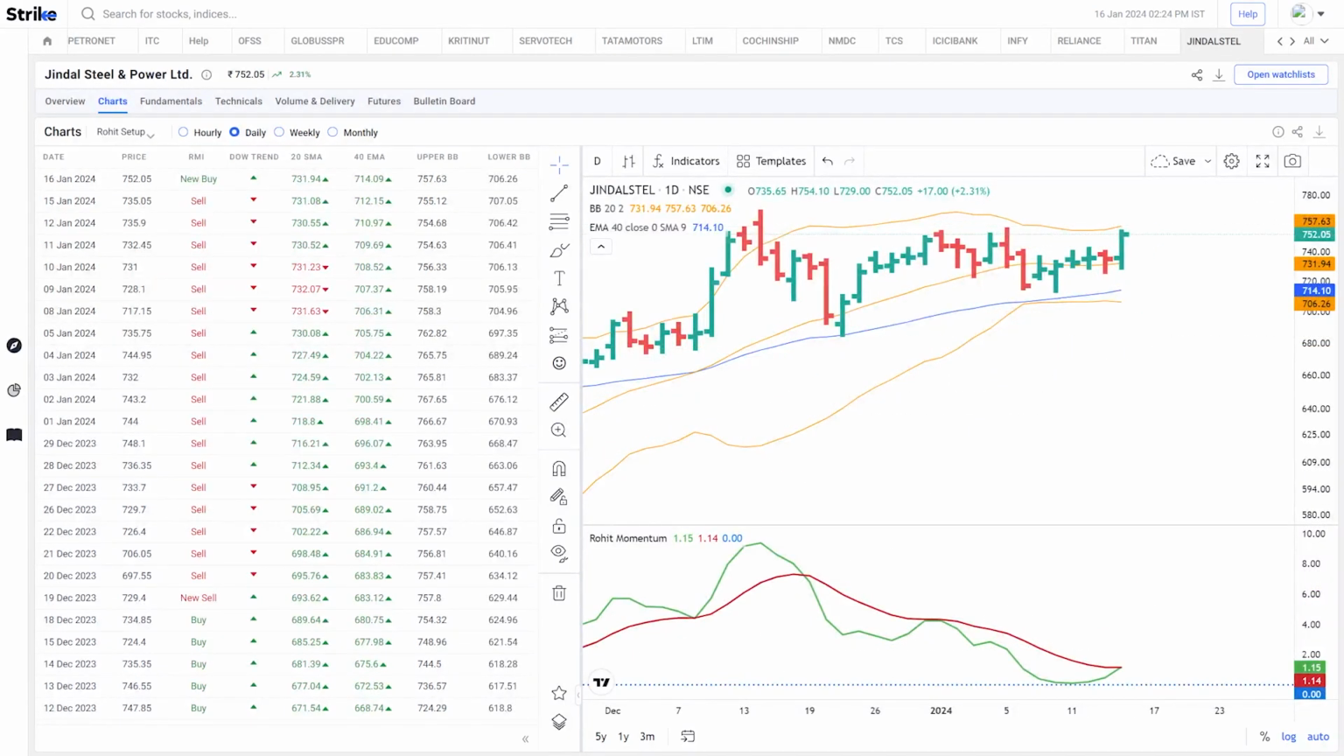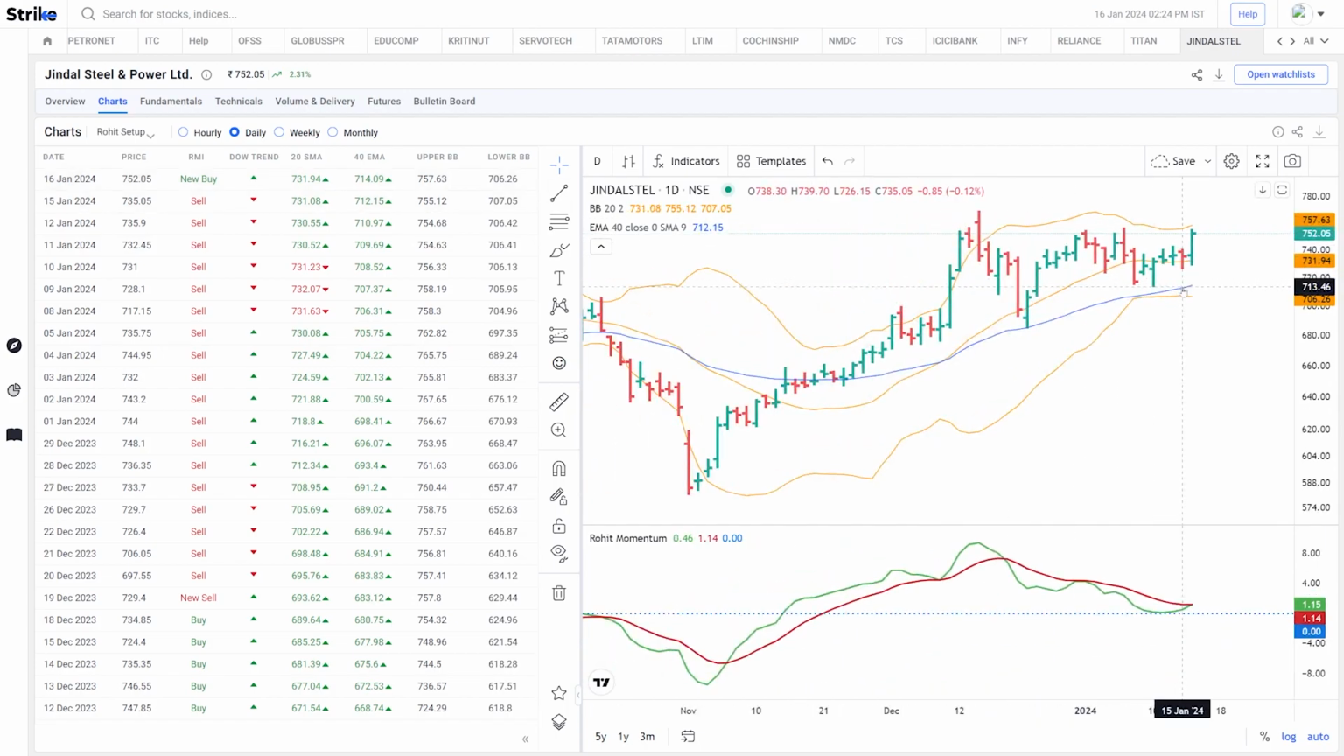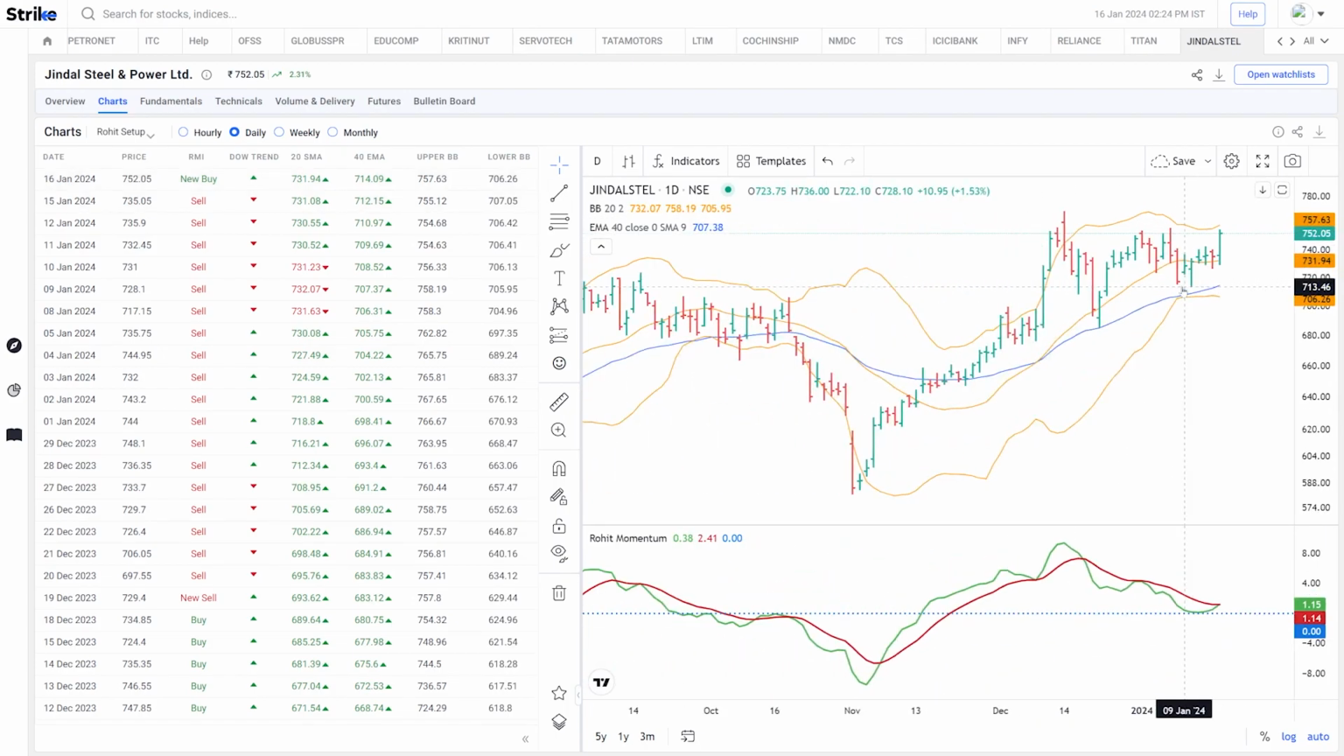Now I've come one more step down to the daily chart. What I can see here is the RMI had been in sell mode since 19th of December, and in today's session, provided these gains are held till the end of day, we'll get a fresh signal on the RMI as well as on the Dow trend. So this is one example of analyzing a stock on multiple time frames.